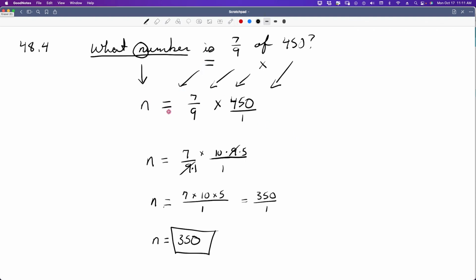Is is always your equal sign, and then of is always your multiplication, and then whatever is on either side, that's where you drop it in. You just come straight down. Variable, equal sign, this fraction or this value, whatever it is, multiplication, and then the last value. And then you solve it. Remember to factor and cancel, because that's going to save you some time in the long run.